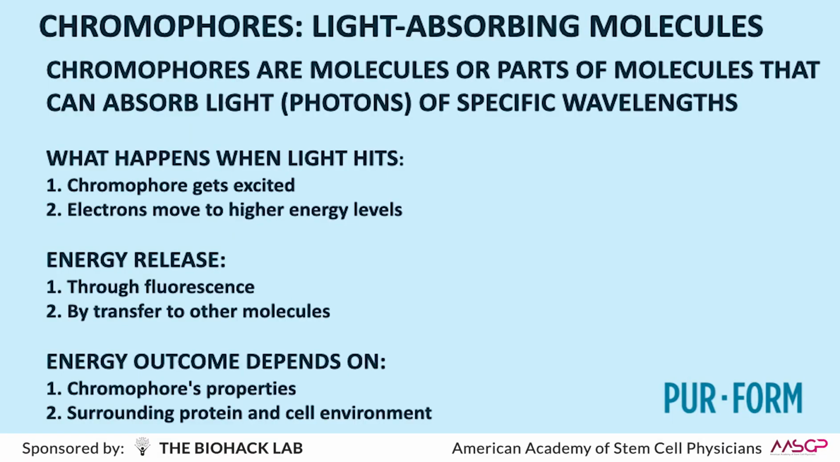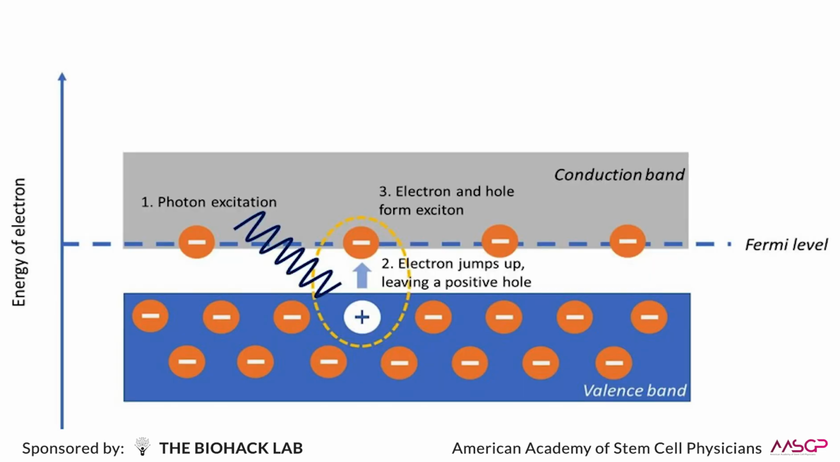Okay, then we have a chromophore. So basically, it is a compound that absorbs light energy and transfers it to another molecule, kicks it up, so to speak, as the old saying goes. And you can see that here. So you have a photon, and it gets excited, and it kicks that electron up, and it forms a hole, and then it becomes a whole complex called a cytron.